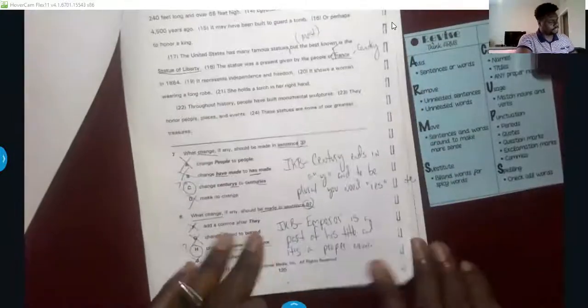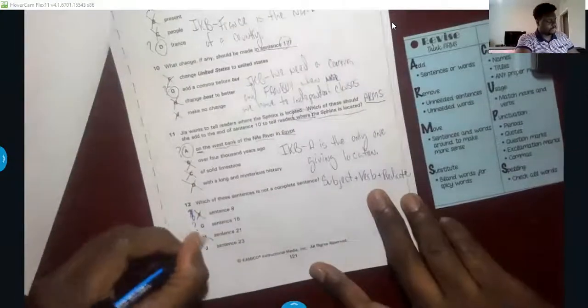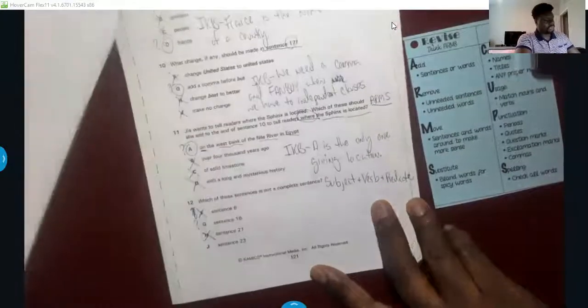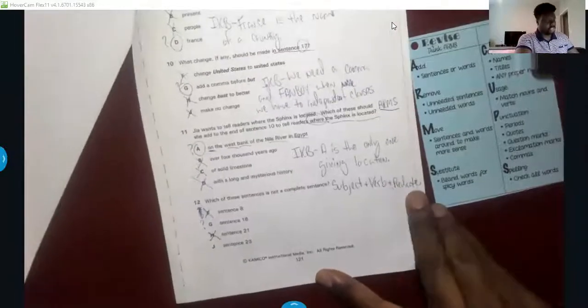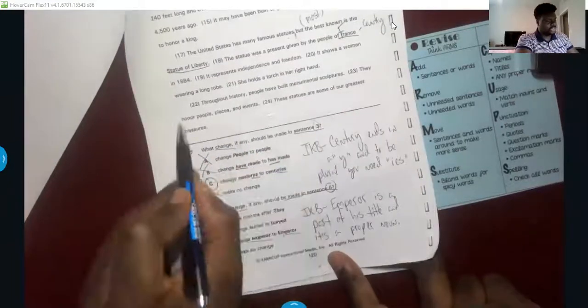21. She holds a torch in her right hand. Who? She. What does she do? Hold a torch in her right hand. So that's a complete sentence. Because we have she holds a torch in her right hand. All right. Last one, 23. They honor people, places, and things. Who? They. What do? Honor people, places, and events.